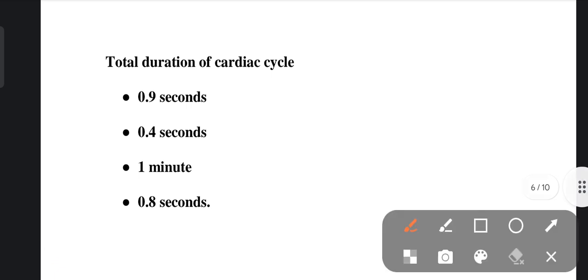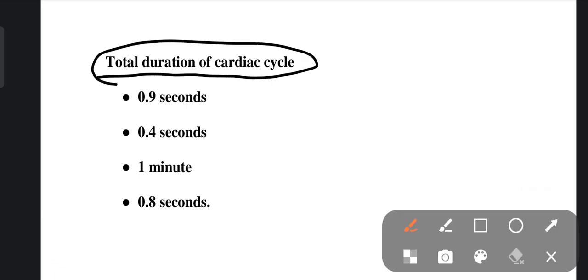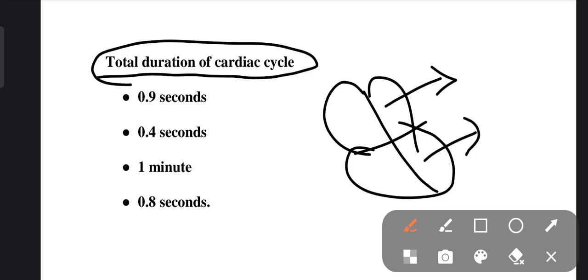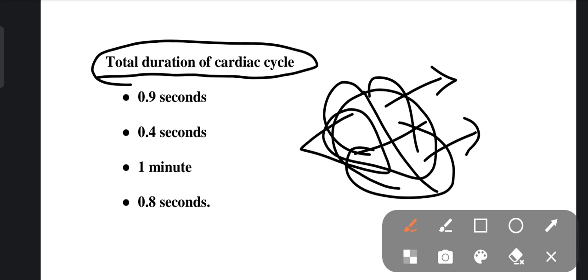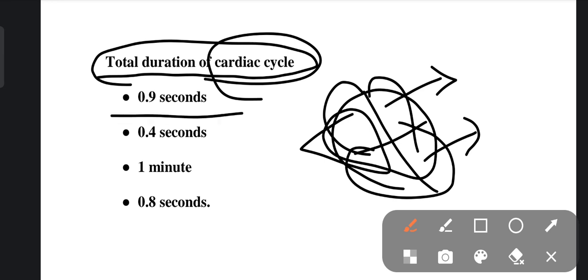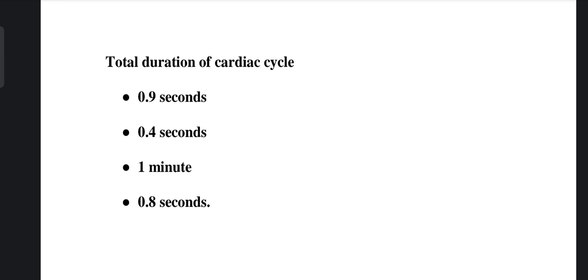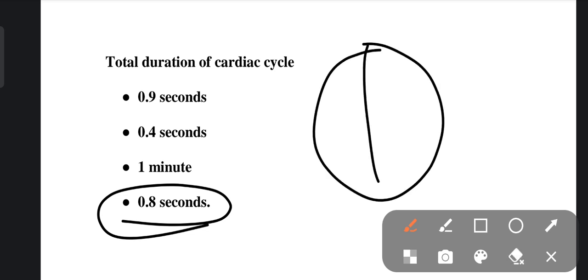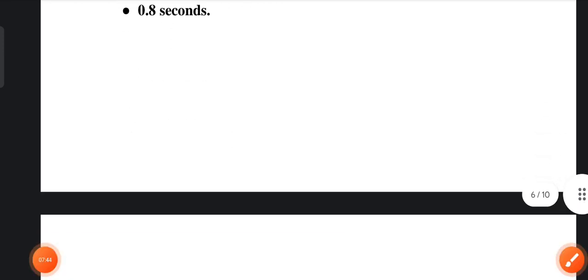So the next one is the total duration of the cardiac cycle. If you think of it as a heart, when the heart is in contraction and relaxation, what is the total time of contraction, relaxation and the conducting system, that is the cardiac cycle? Options are 0.9 seconds, 0.4 seconds, 1 minute, and 0.8 seconds. The right one is 0.8 seconds. So 0.8 seconds will be taken for the total duration of the cardiac cycle.